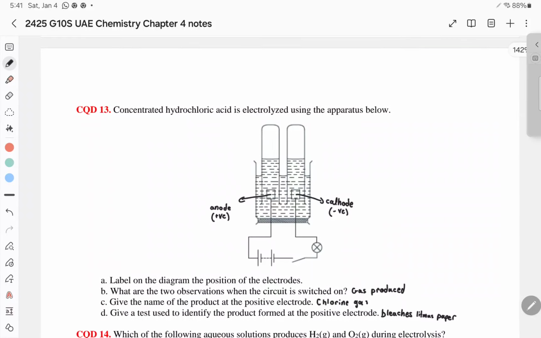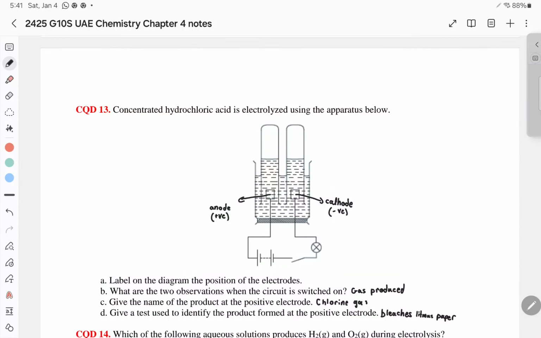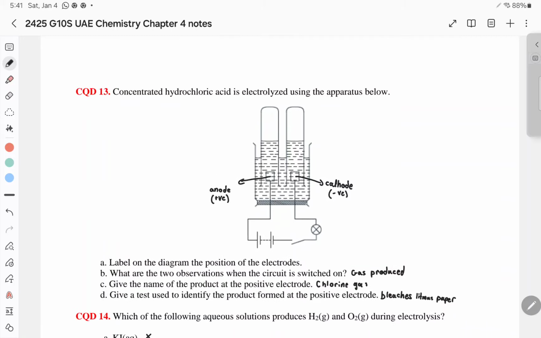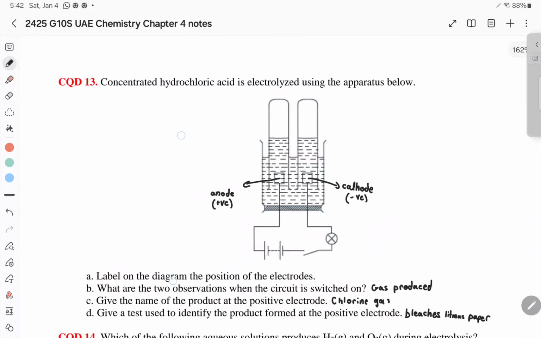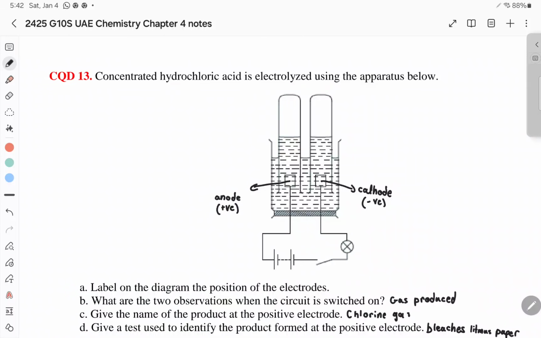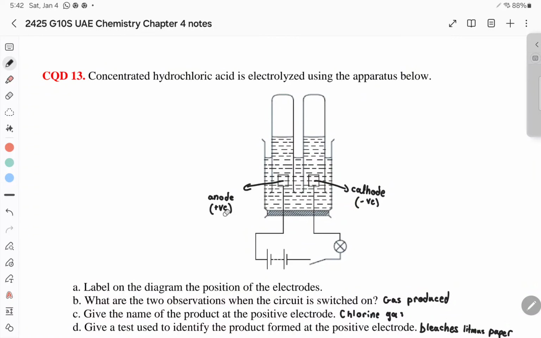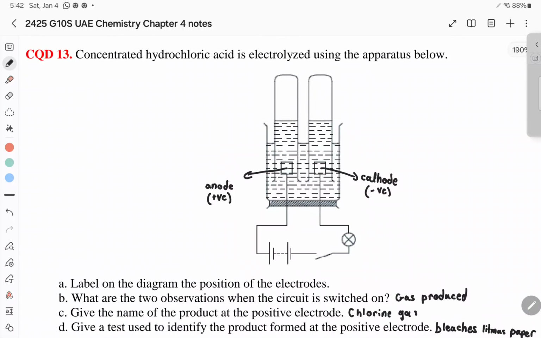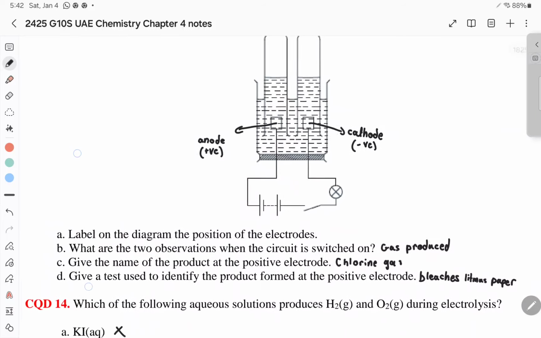Okay, so here's CQD 13. You have concentrated hydrochloric acid, and it's electrolyzed by the apparatus below. Here they want us to label which one's the anode and which one's the cathode. Here, this is the positive side of the battery. So it's going to connect to the anode, which is the positive side, and the cathode is the negative one, and it connects to the negative side.